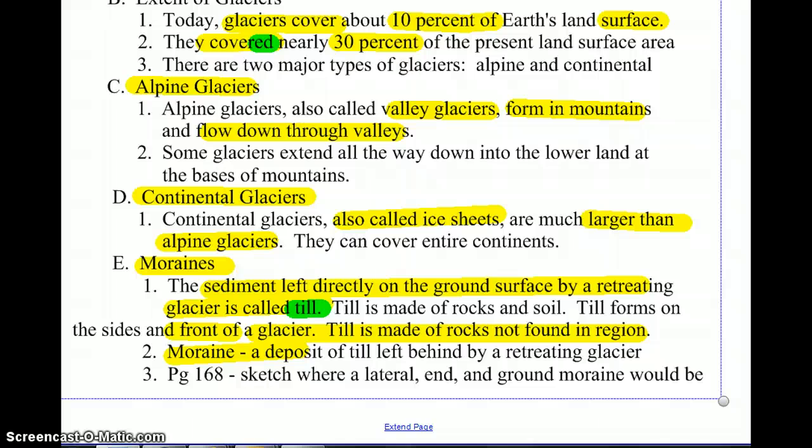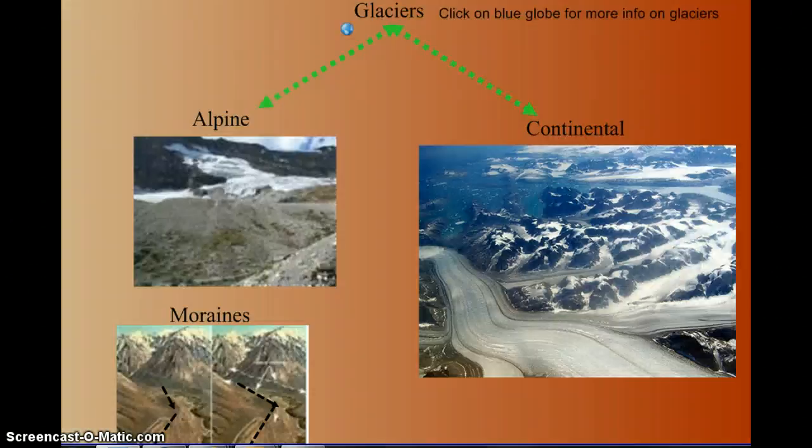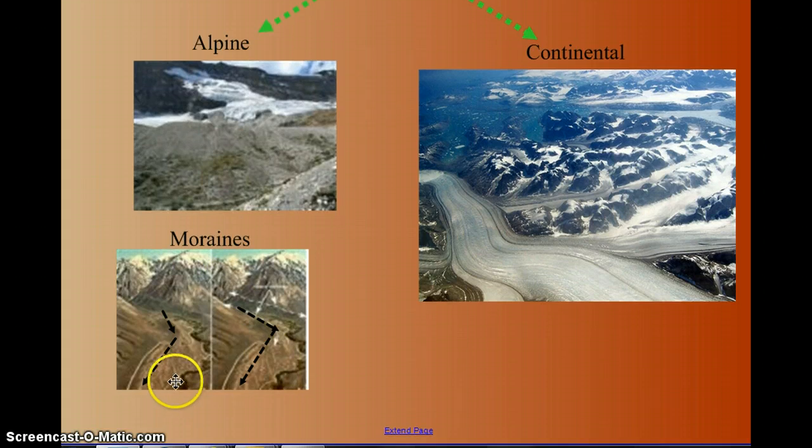Now, when you push that stuff along the sides, it builds up these mounds along the side of a glacier, and those are called moraines. Once the glacier melts and retreats, it's not going to be there anymore, so it's just going to leave behind these moraines. And I think I have some pictures of it right over here. Yeah, right here. Here is one moraine, and here is the other moraine.